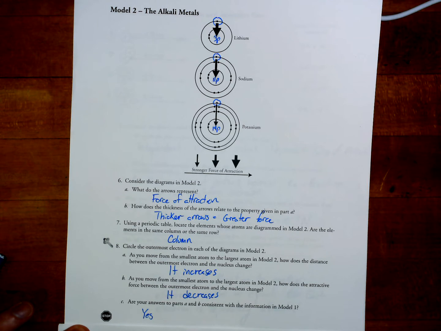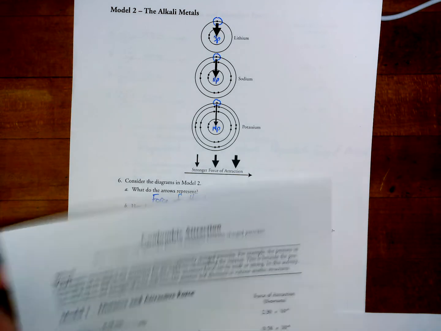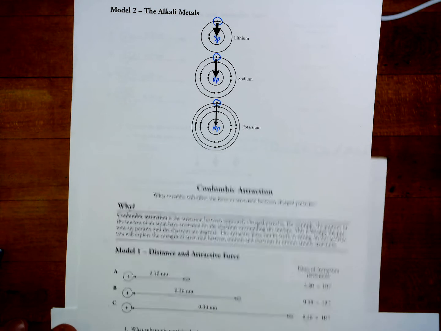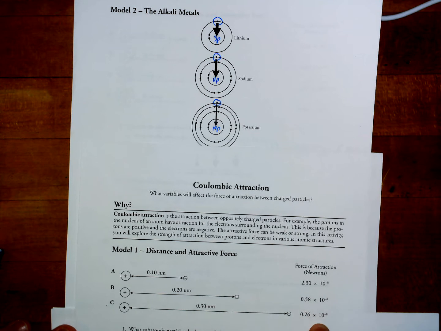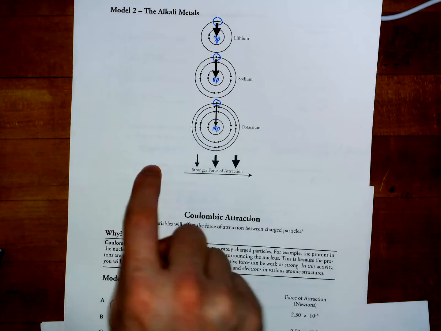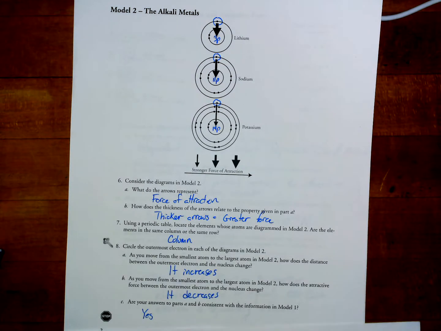Is this consistent with the information in Model 1? Yes, it is. Just like in Model 1, where we had our protons and electrons at different distances, as the distance goes up, like it did in Model 1, the force of attraction goes down. As the distance goes up in an atom, my force of attraction goes down.